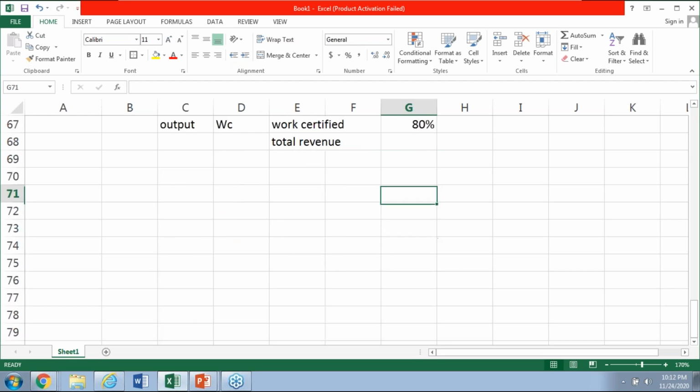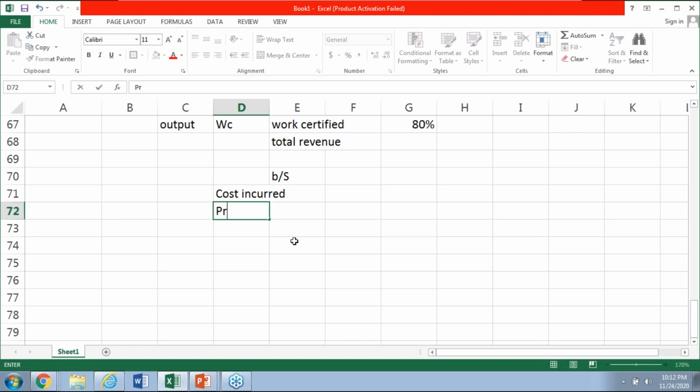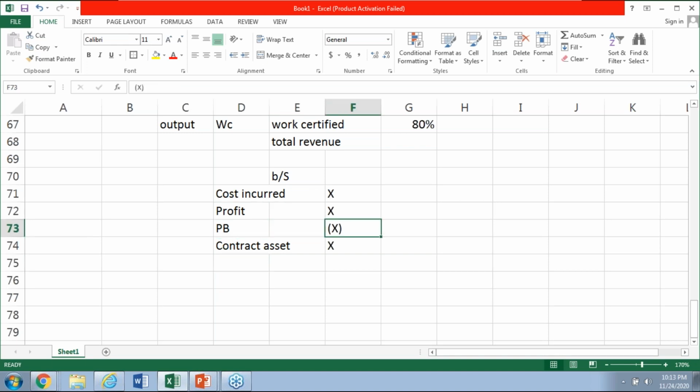Now, what about the balance sheet approach? When we're preparing the balance sheet for this situation, first we have to take the cost incurred to date, then we have to add the total profit, then progress billing should be deducted from there. So cost incurred to date plus the profit figure less the progress billing. If the final amount comes with a positive sign, then it is a contract asset. It should be reported in current assets. But if the answer is negative, then it will be a contract liability.